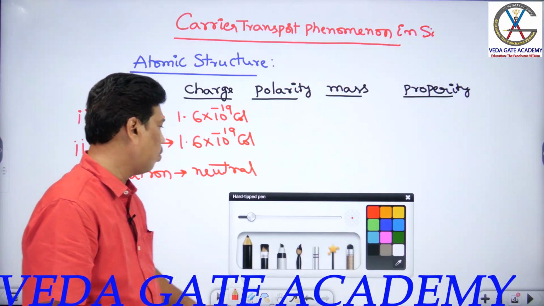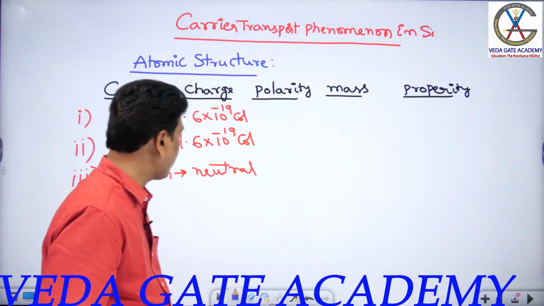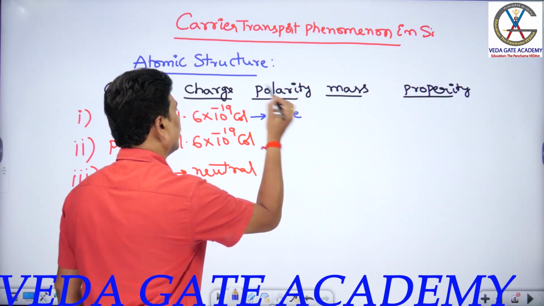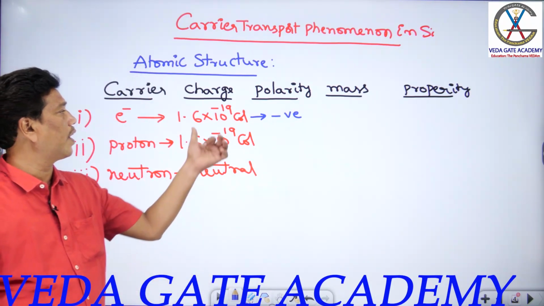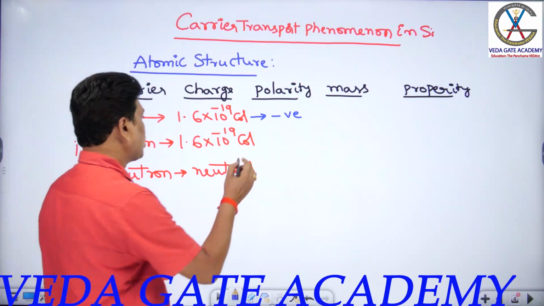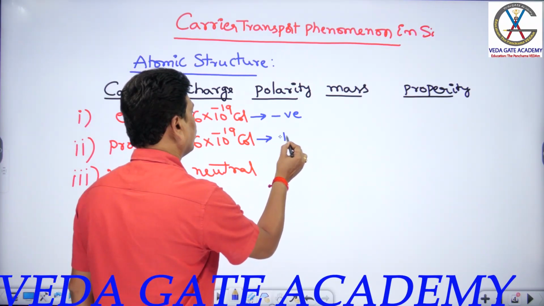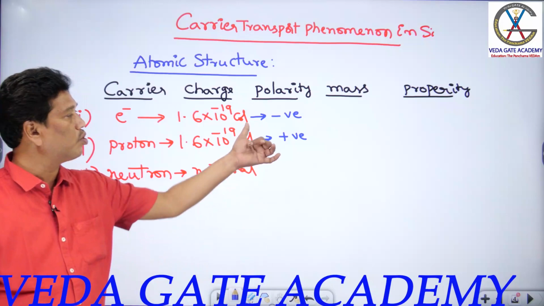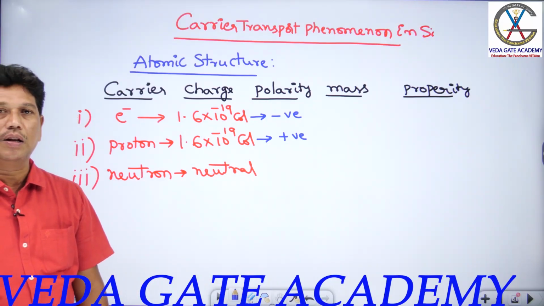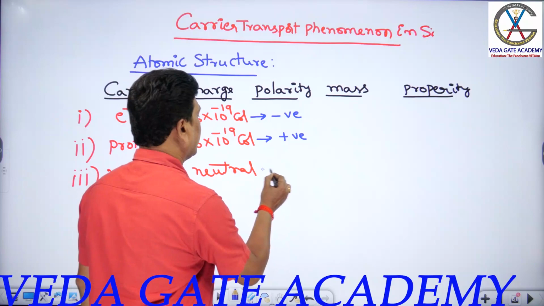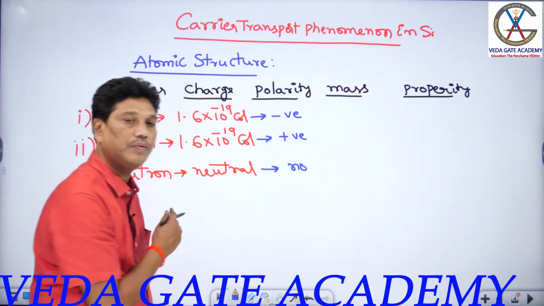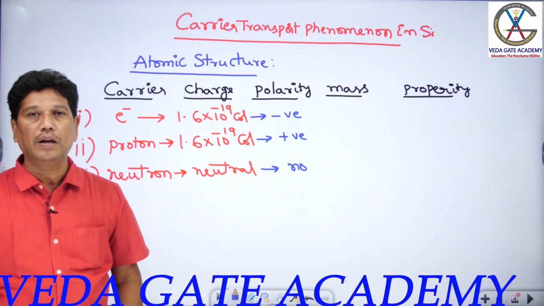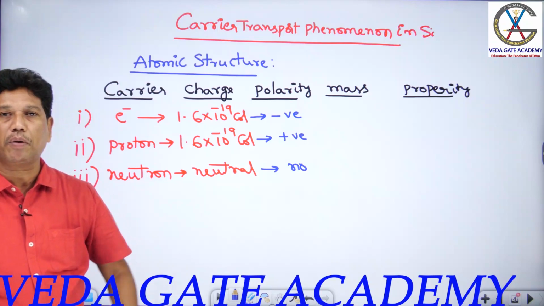Now come back, what is the polarity of these? The electron is a negative charged particle, so the polarity of its charge is negative. The polarity of the charge for the proton is positive, so the proton is a positive charged particle. And the neutron is a neutral particle that has no polarity. So electron is negative, proton is positive, and neutron has no polarity.